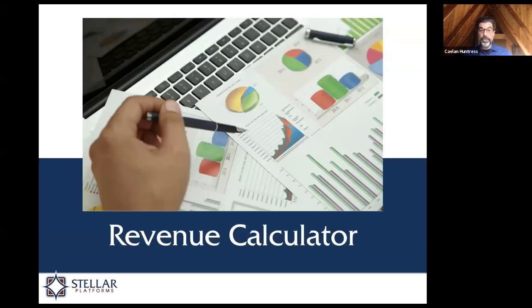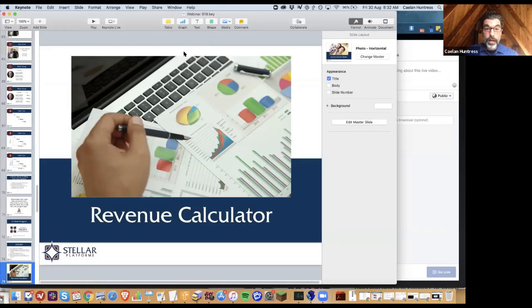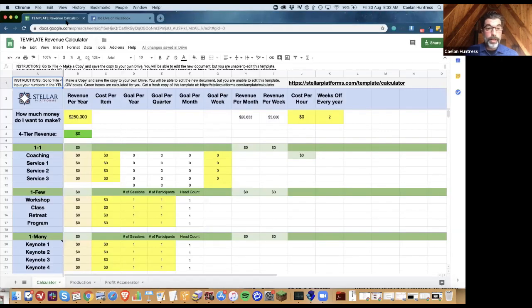And this is the revenue calculator. This is how you can calculate where you should be spending your time in your business. So I'm going to hop out of the slideshow for a minute, and I'm going to come on over into Chrome, and we're going to look at a revenue calculator. Now, you're going to get a link to this Google Sheet. After I send you the replay, you'll have a link to this sheet, but you won't be able to edit it.